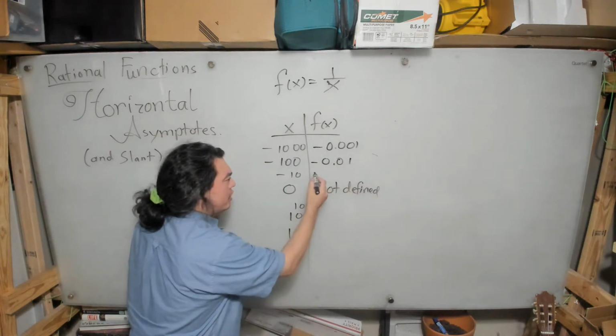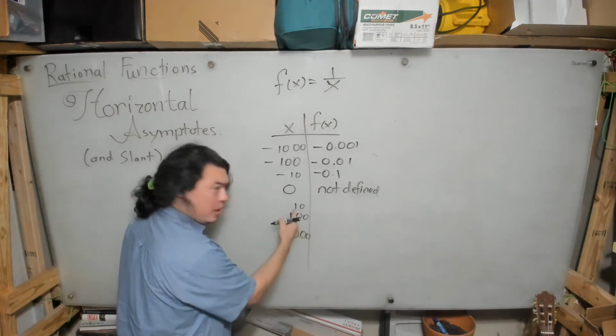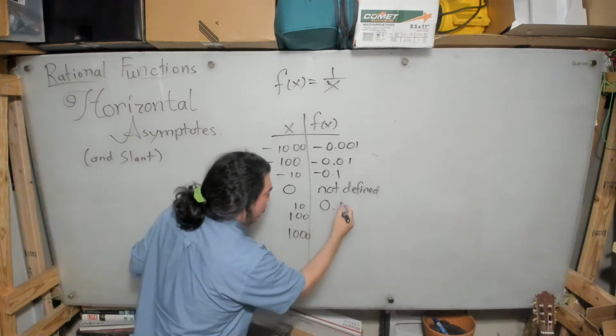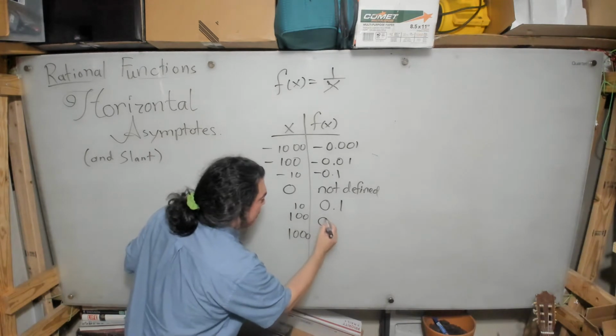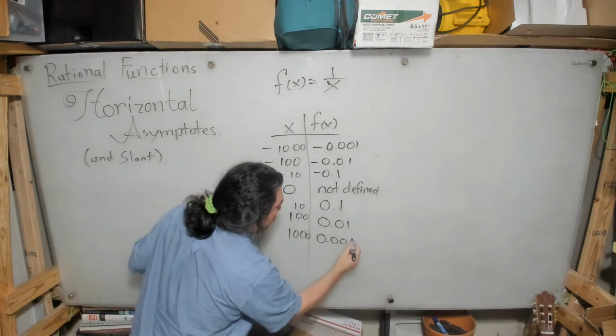Then here, you can see by the same reason that this will be negative 0.1. Here, it'll be 0.1. Here, it'll be 0.01. Here, it'll be 0.001, and so on.